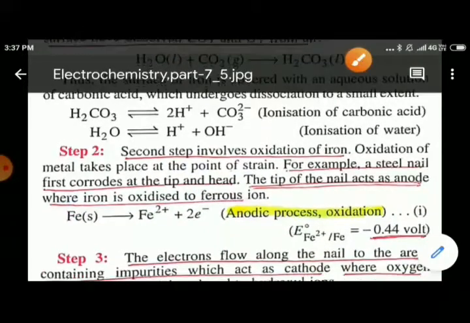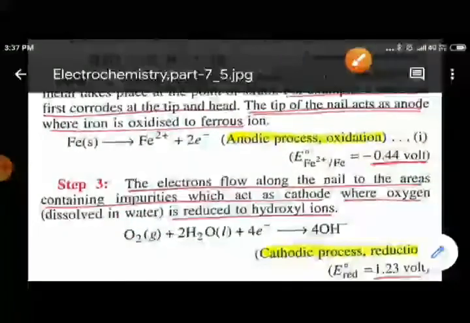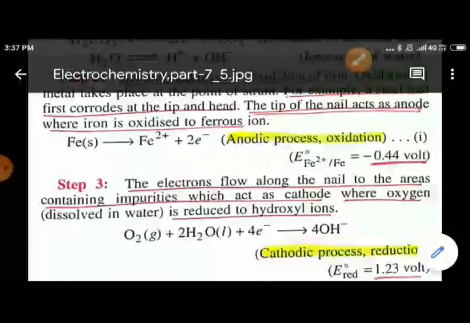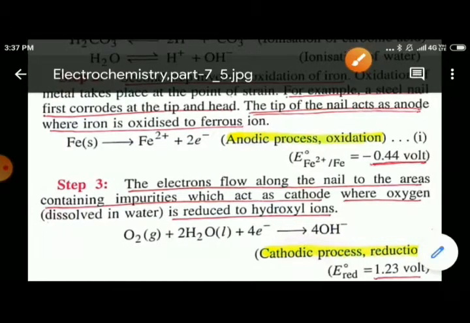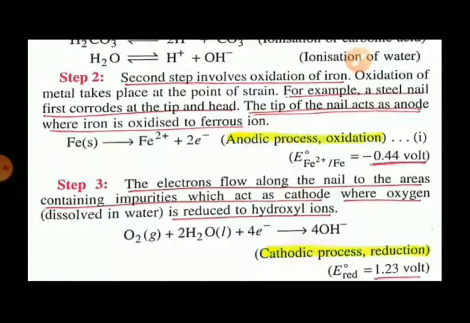Now, step third. In step third, we study the reduction half reaction. In the reduction half reaction, oxygen plus water react with electrons which were released during the oxidation reaction to get converted into hydroxyl ion. In this situation, the potential value is found to be 1.23 volt.